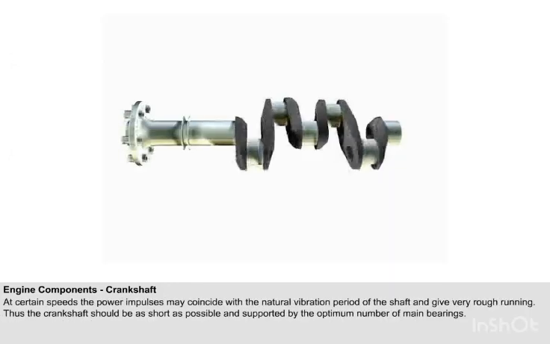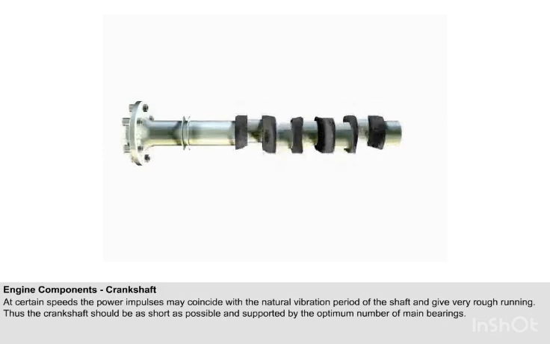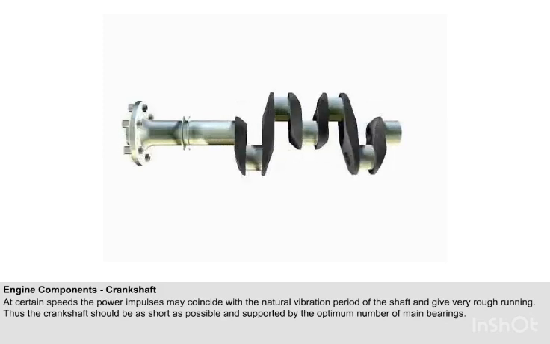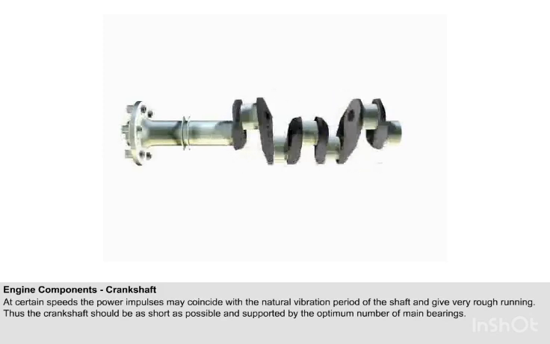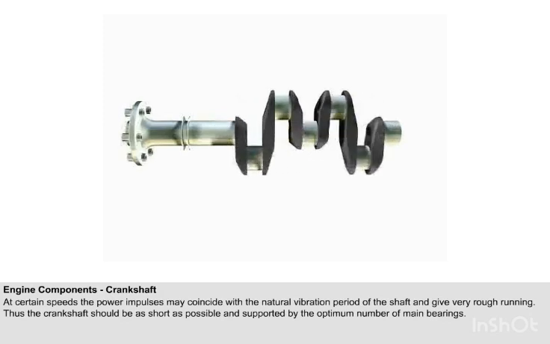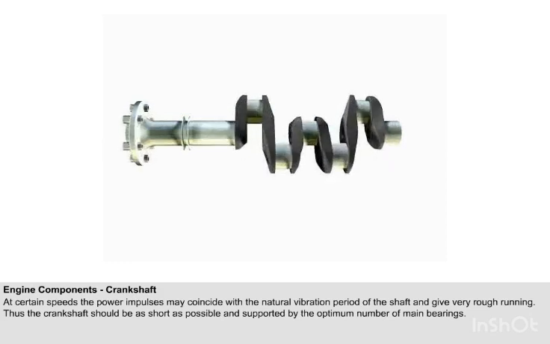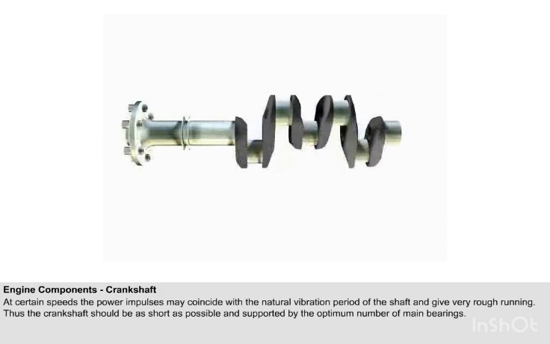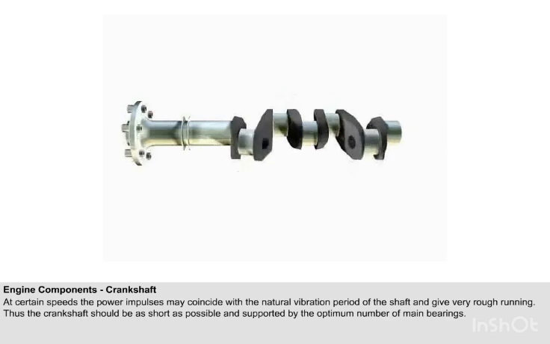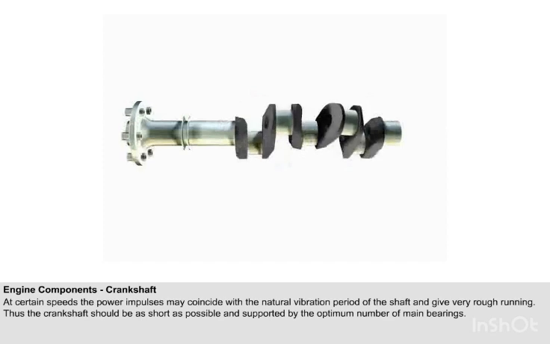The repeated applications of force to which the crankshaft is subjected may set up oscillations as the shaft recovers its original shape between power impulses. At certain speeds, the impulses may coincide with the natural vibration period of the shaft, and give very rough running, even in an engine mechanically balanced. For these reasons, the crankshaft should be as short as possible, and supported by the optimum number of main bearings.